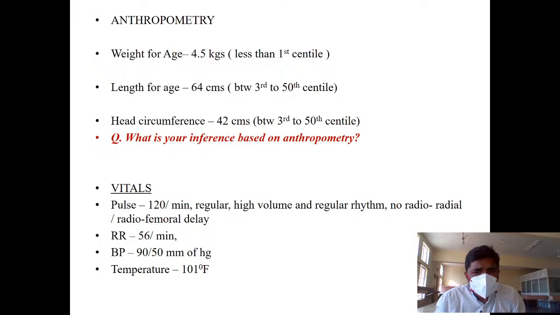So here the pulse is high volume, respiratory rate is 56 per minute, that means the child is tachypneic, and then blood pressure is 90 by 50, which is okay.